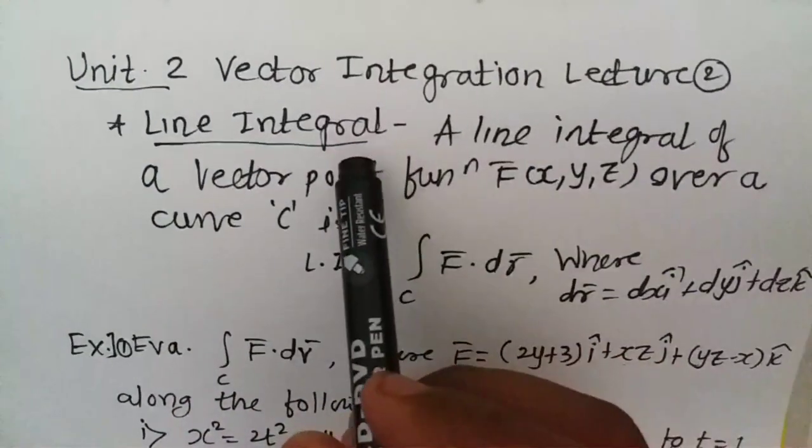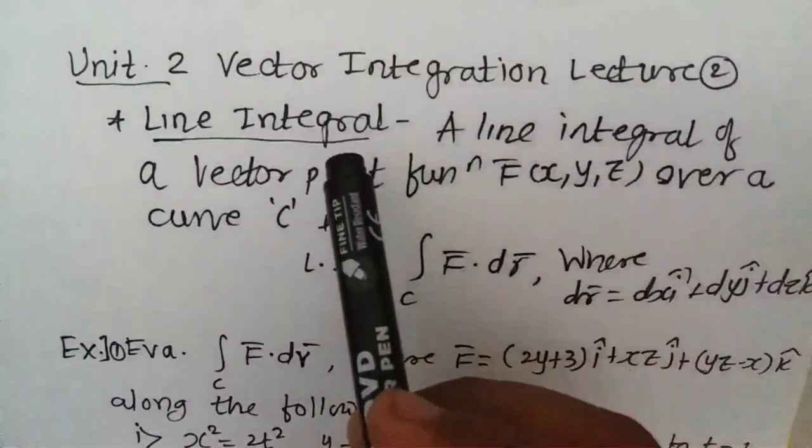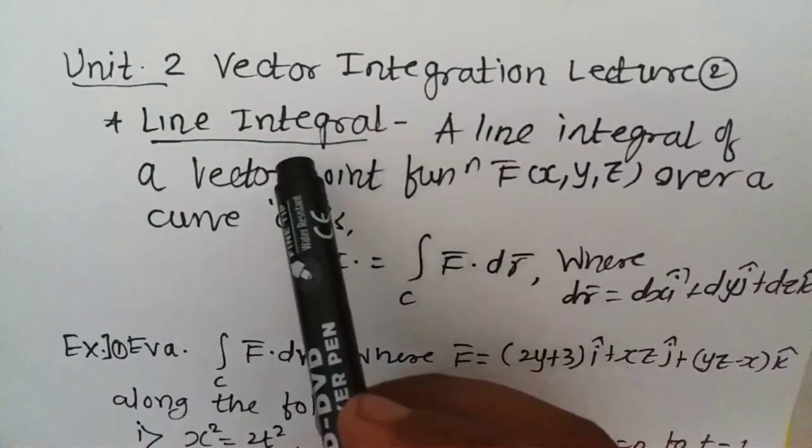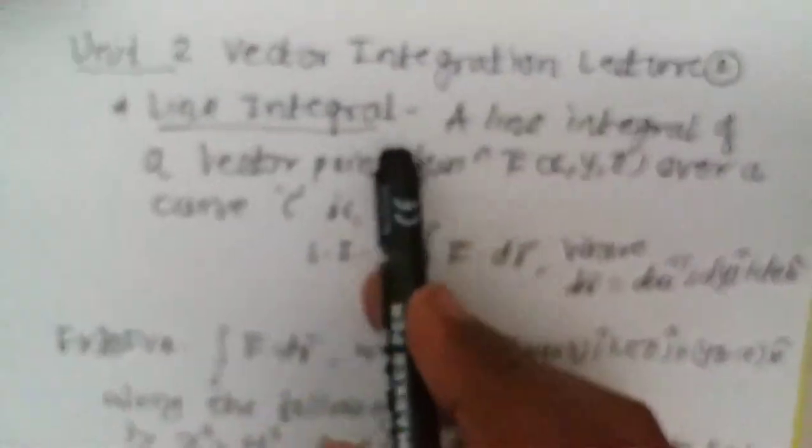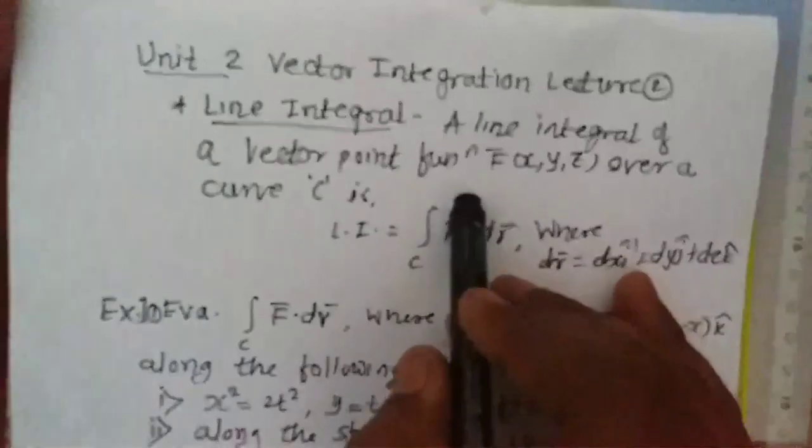In the previous class we discussed the contents of unit number 2, vector integration. The very first content is line integral. We have discussed the definition of line integral in the previous lecture also.